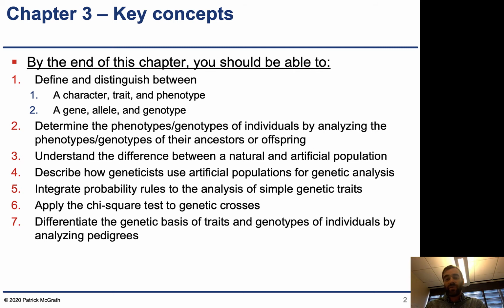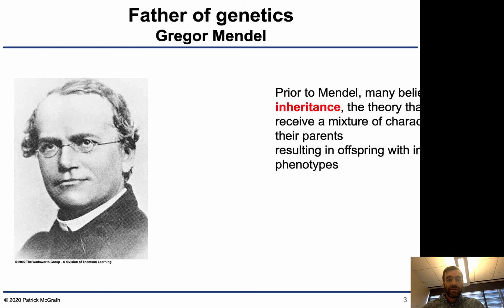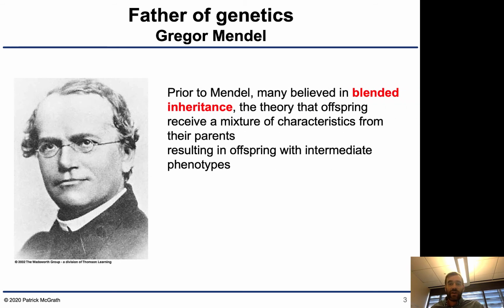So this is an example of natural populations. This is important for aspects of human health. If you're interested in becoming a doctor, this is probably something that you'll be very, very interested in. This chapter covers the work of Gregor Mendel, who's considered the father of genetics. Prior to Mendel, many believed in blended inheritance, the theory that offspring receive a mixture of characteristics from their parents, resulting in offspring with intermediate phenotypes. And he turned this theory on its head.